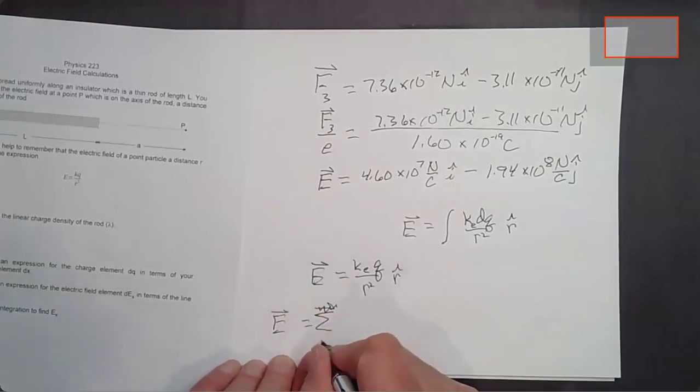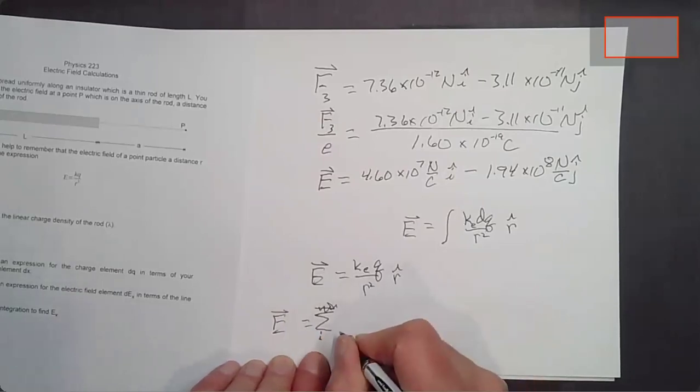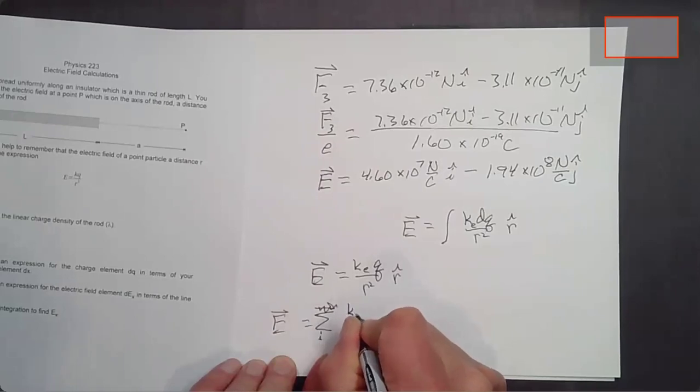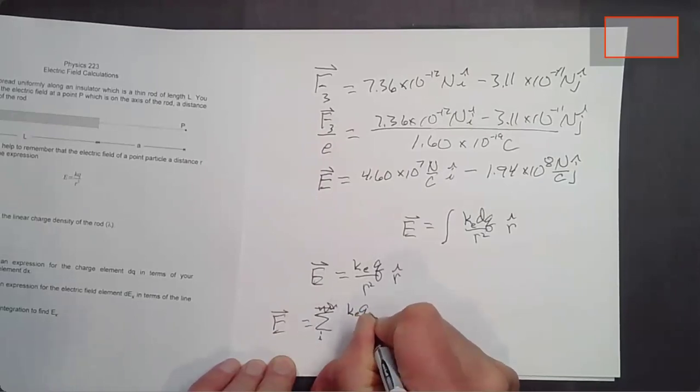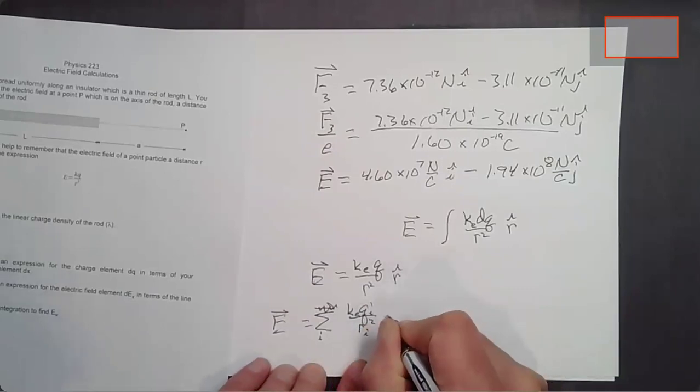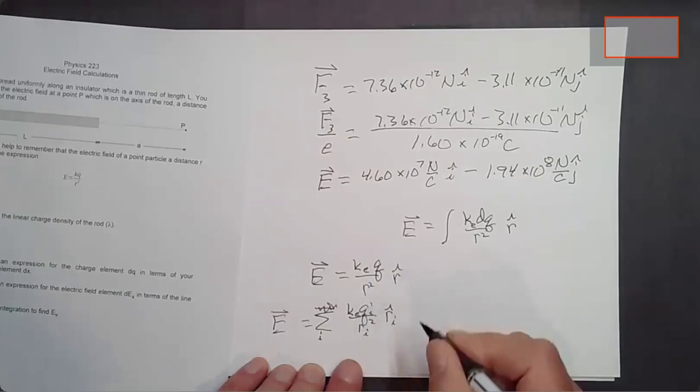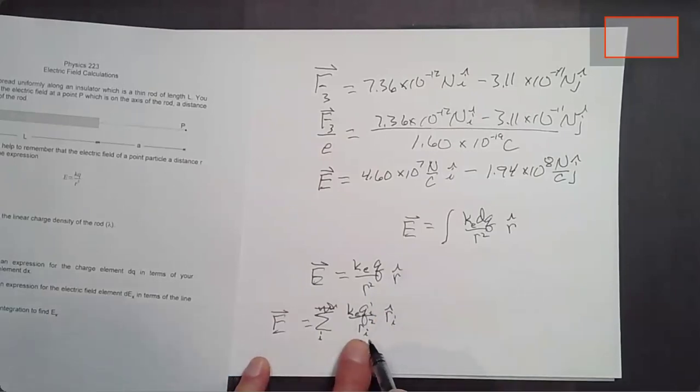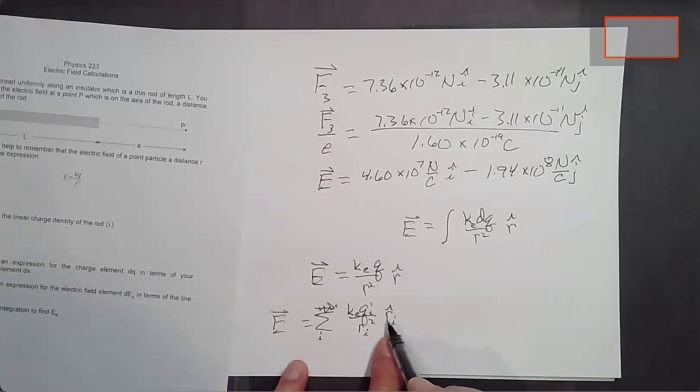The electric field would be a sum over i, to however many particles you have, of k sub e q sub i over r sub i squared times r sub i hat. And the r sub i's are different for every charge in the group. This is the electric field at some point P. And the r sub i hats are also different for every one of those.